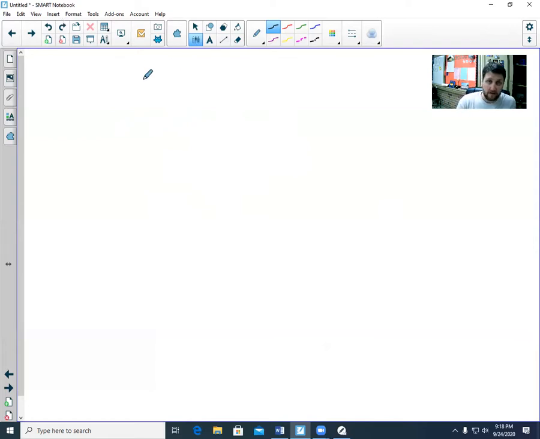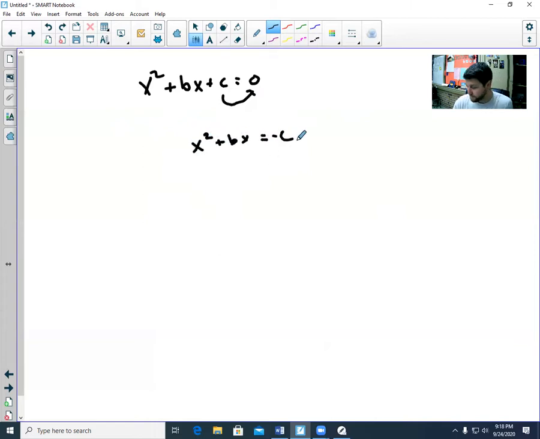The way that that works is, let's say that we have a normal function, x squared plus bx plus c equals 0. In order to complete the square, you need to move the constant term to the other side. So you're left with x squared plus bx equals -c. Okay? And then what you're going to do is specifically complete the square. The way that you complete the square is you take b and you divide it by 2, and then you square it and add it to both sides.